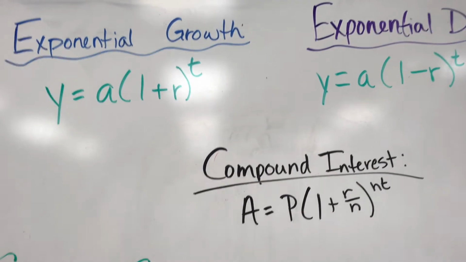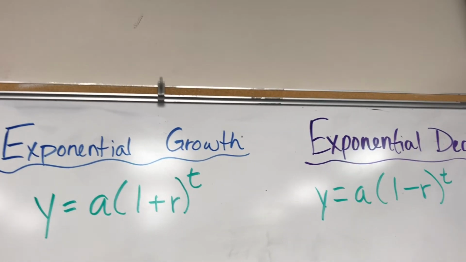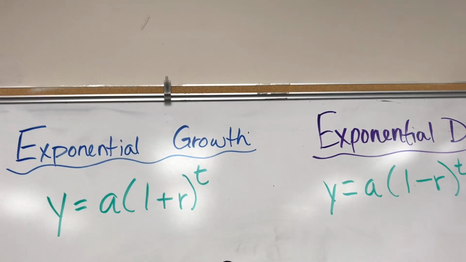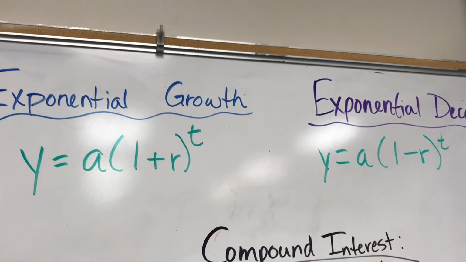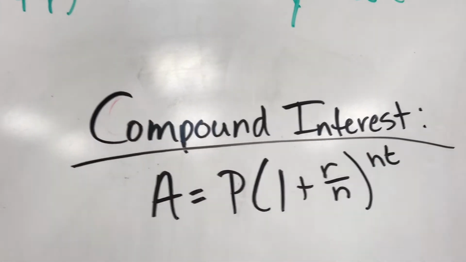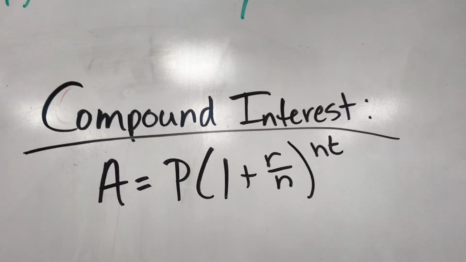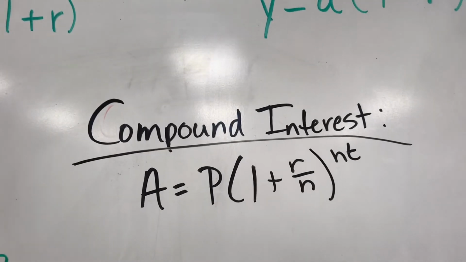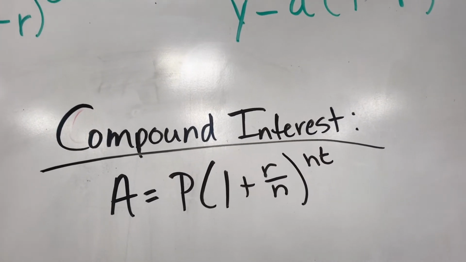But for the exponential growth and exponential decay formulas, y is going to be the final amount, a is the initial amount, r is the rate, t is time. Compound interest, a is your final amount, p is the principal or the original amount, r is still rate, n is how many times your interest is compounded, and then t is time.